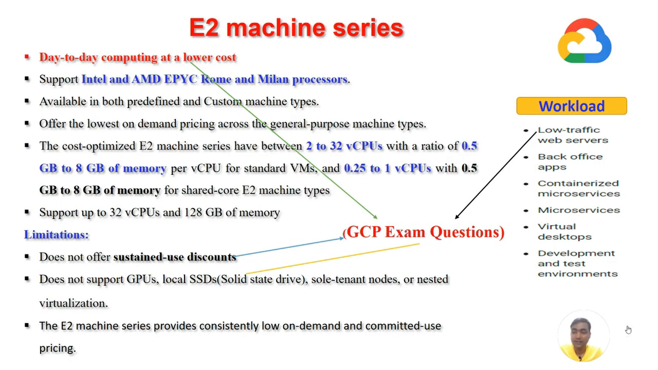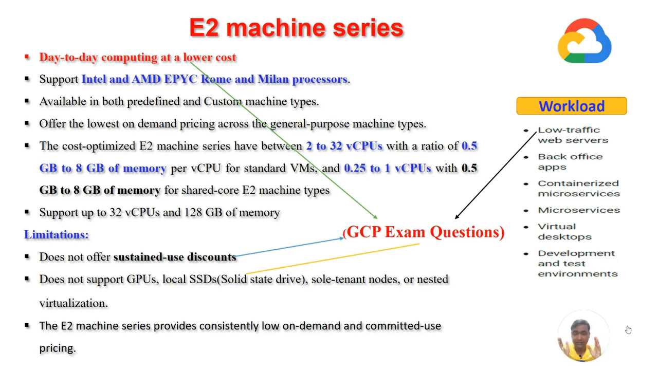Guys, as you can see here, the E2 machine series. The E2 machine series is the lower cost machine in the general purpose machine families. It supports Intel and AMD EPYC Rome and Milan processors. Guys, the E2 machine series is available in both predefined and custom VMs. It offers the lowest on demand pricing across the general purpose machine types.